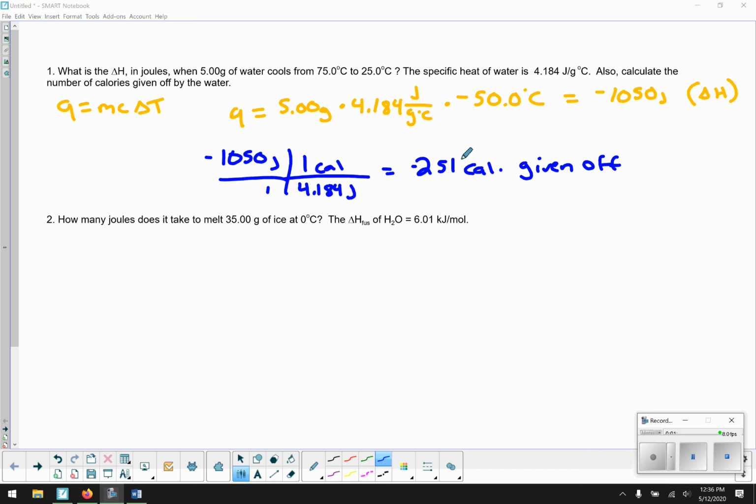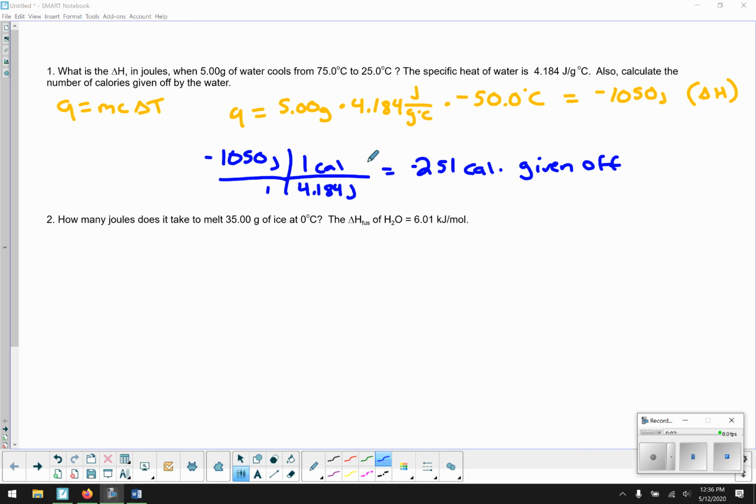The way this is worded, I would understand if you thought you should put the calories in positives, because how many calories is given off by the water is maybe not the best way to word that, but the answer on the bottom had you just do the straight conversion. So that's all there is to that one. This problem is just like the ones from last week, just Q equals MC delta T.